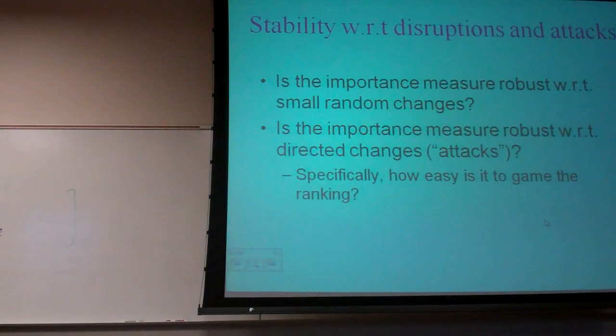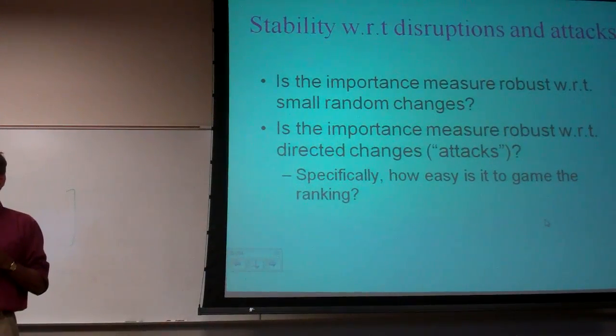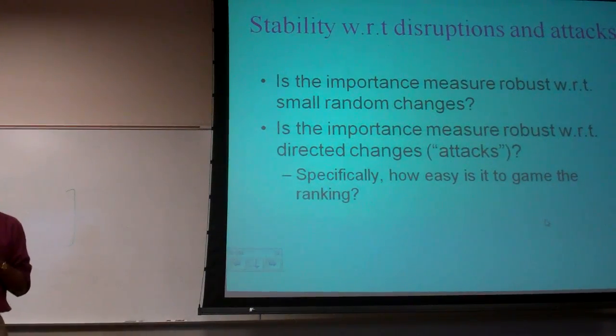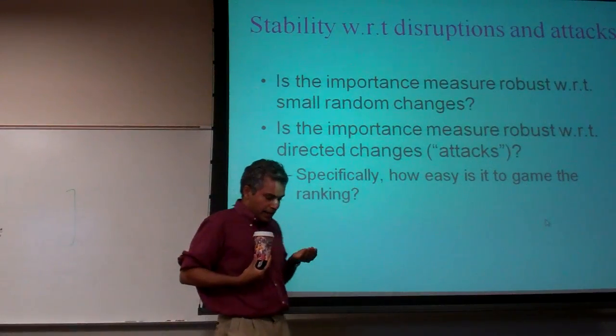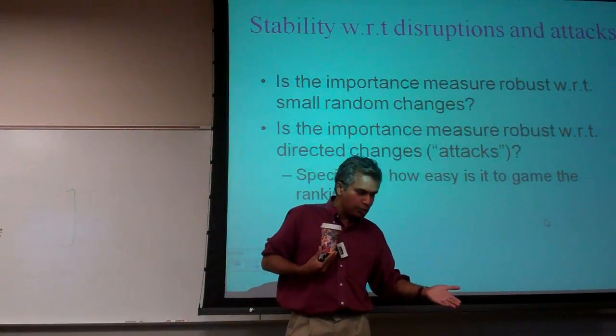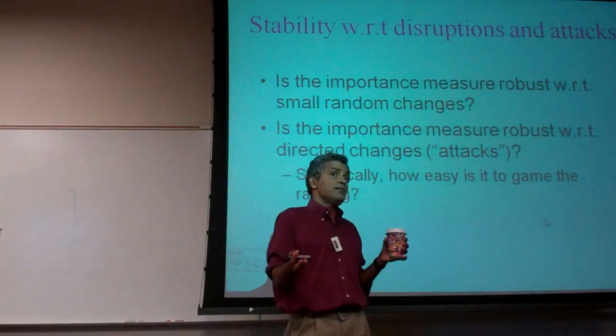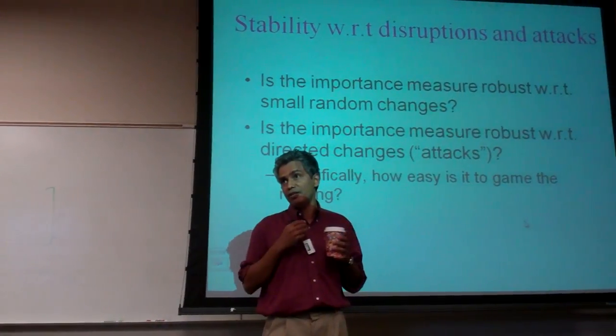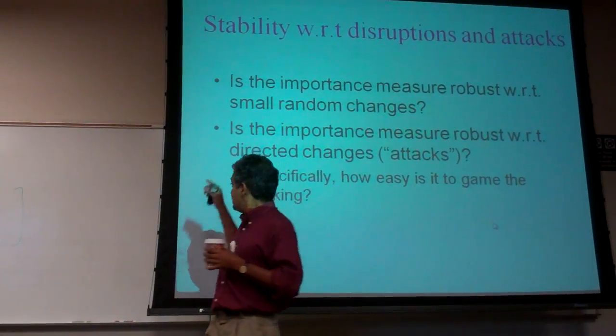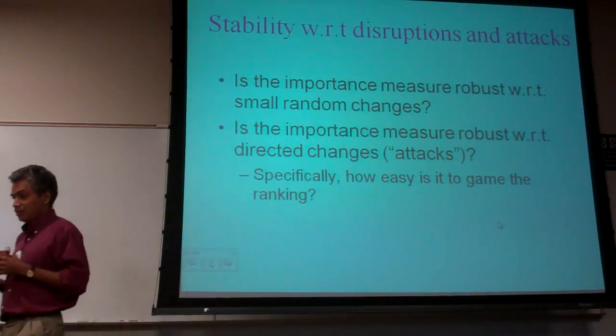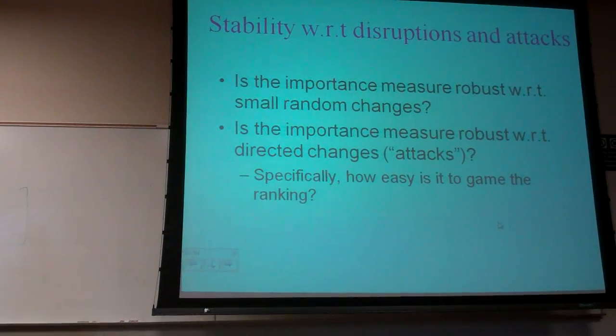So the next thing that I want to do is stability with respect to disruption and attacks for your importance measure. The interesting thing is the query you pick, and whether or not the file is similar to the query, basically must have content that makes it similar to the query. This is a notion of the importance of a page that you are computing separately. And so the question is, how robust is it? Is it going to change too easily?